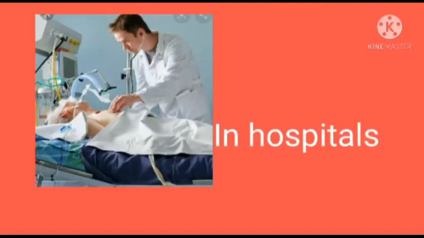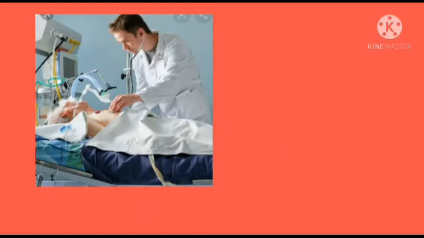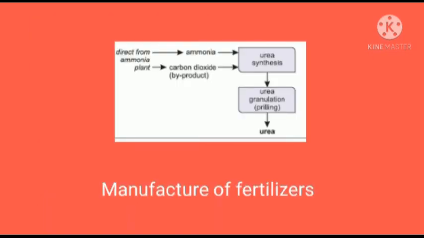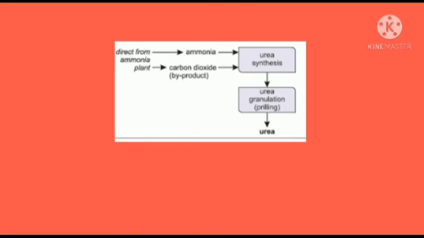In hospitals, a mixture of 5% carbon dioxide and 95% oxygen called carbogen is used for artificial respiration. Fourth use, in the manufacture of fertilizers. Urea is an important nitrogenous fertilizer and it is prepared when carbon dioxide and ammonia are heated at 150 degrees Celsius under very high pressure.